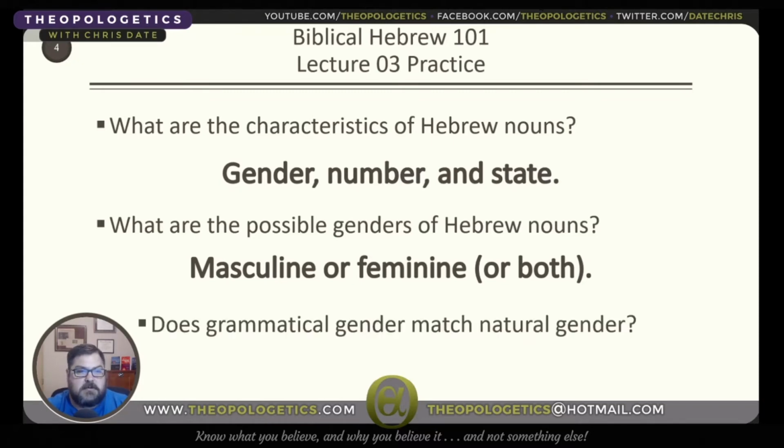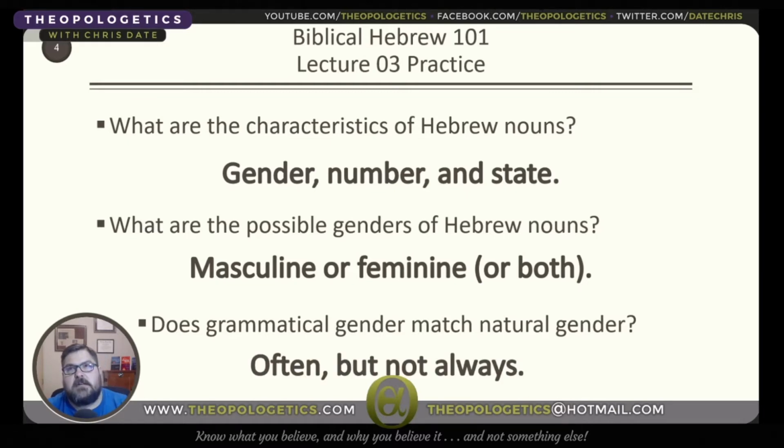Does grammatical gender match natural gender? Remember, grammatical gender is, again, the answer to the question, what gender is this Hebrew noun? But natural gender is, what is the gender of the thing that that noun represents in reality? And the answer to this question, do those genders match, is often, but not always. So, ben, for example, is son, and it's not the sun in the sky, but like your male child. And that ben is masculine grammatical gender, and of course a son is masculine natural gender.